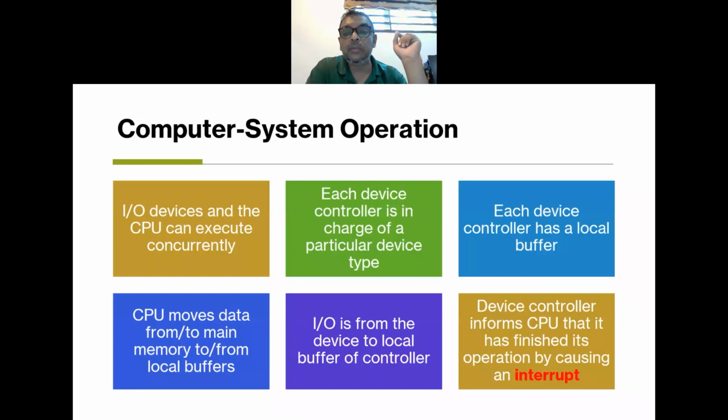And the device controller also informs the CPU that it has finished its operation by causing an interrupt. So this is how any hardware informs the CPU that it has completed what it needs to do. Example, let's say the printer has printed 10 pages, so now it has to report back to the CPU, informing the CPU, yes, I have printed 10 pages, and this is the notification. So that notification is what we say as interrupt.